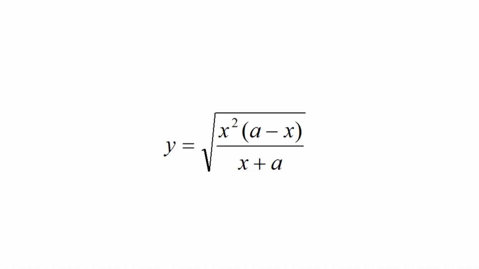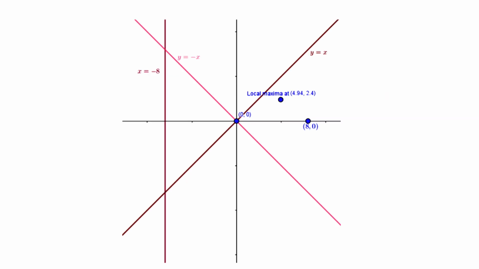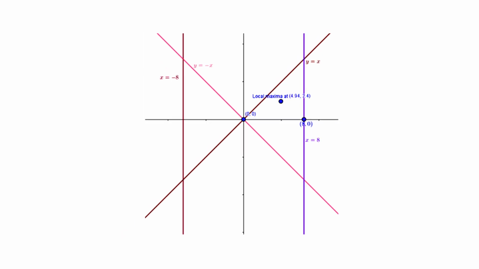As the function y is equal to square root of x square into a minus x divided by x plus a is differentiable on 0 to a, and x is equal to 0.618 times a is the only one local extremum on the interval 0 to a, x is equal to 0.618 times a must be a local maximum. At x is equal to 0, we have y dash is equal to plus or minus 1, thus getting two tangents y is equal to plus or minus x at x is equal to 0.